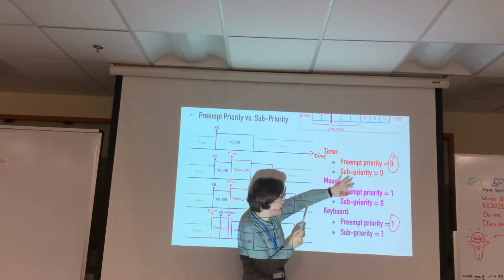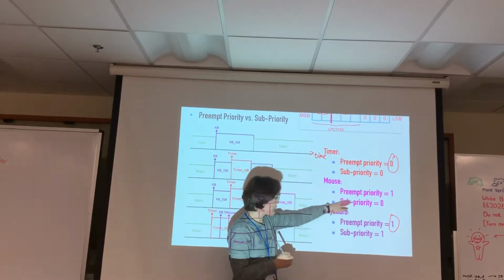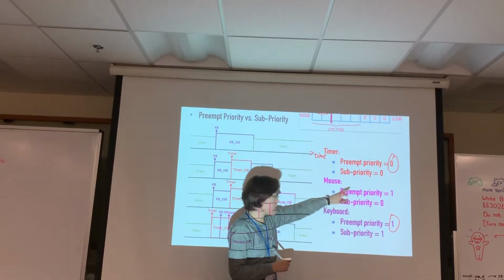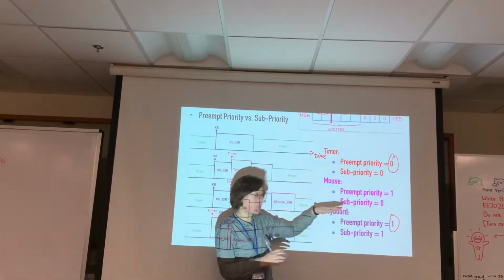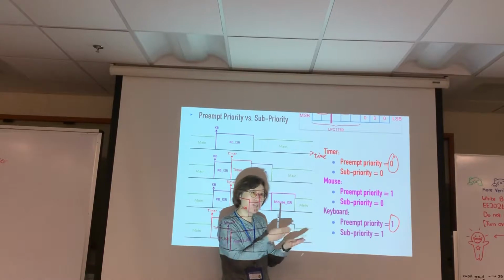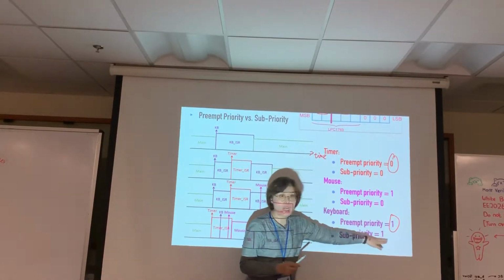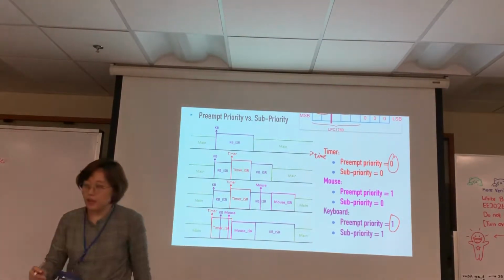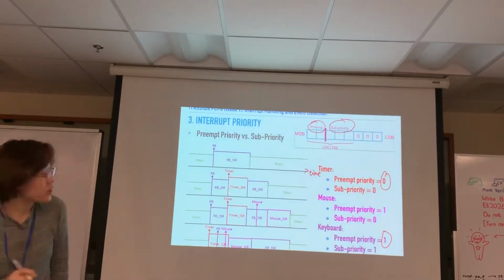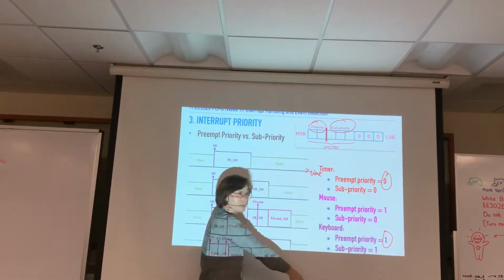Okay, but for the devices with the same preamp priority but different sub priority, they are just a little bit different on the priority level. Okay, so they are more or less the same, but you still need to differentiate them. Which one goes first? Which one goes next? So you give different sub-priority levels. Okay? So later on, remember you need to use these 5 bits to do this.